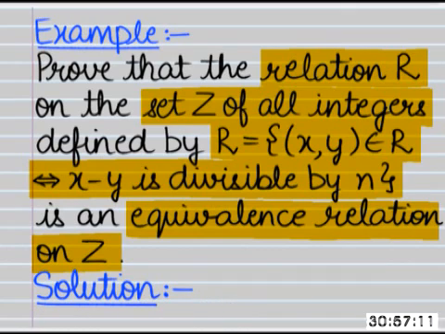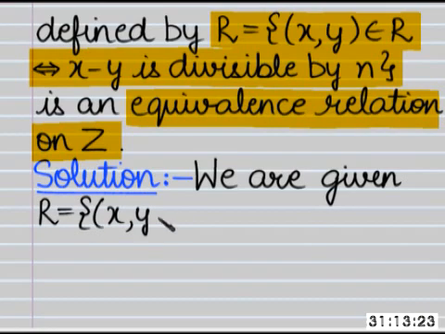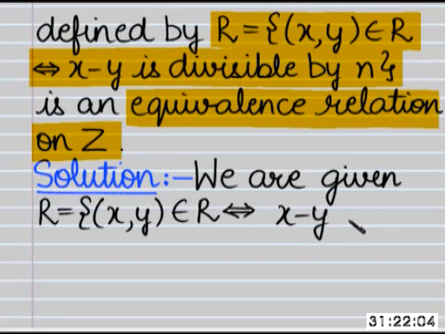Here, in the above example, we are given relation R on the set Z of all integers defined by R is the set of all ordered pairs (x, y) if and only if x - y is divisible by n.